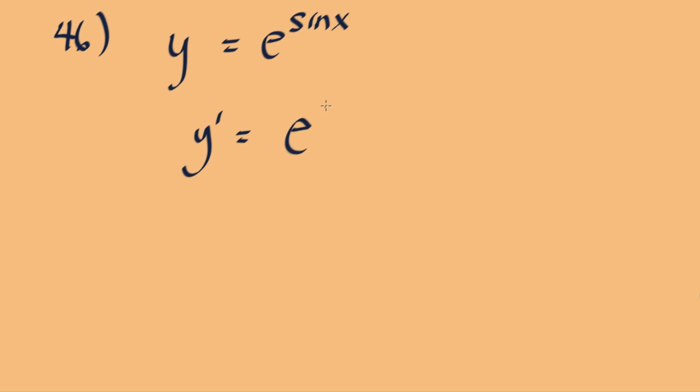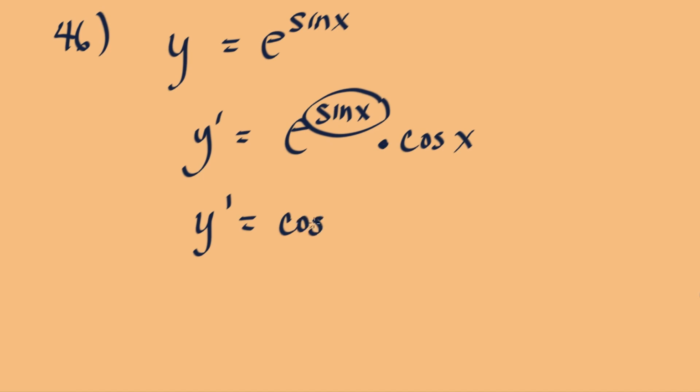Okay, 46. Let's say we have e to the sine x. All right, so the derivative is going to be e to the sine x times what? The derivative of sine x, which is cosine x. So the derivative is cosine of x times e to the sine x.